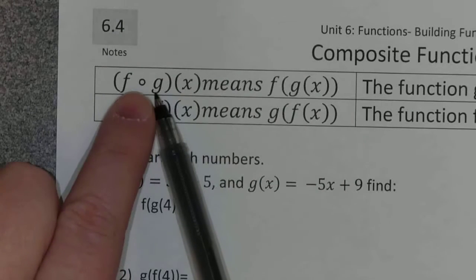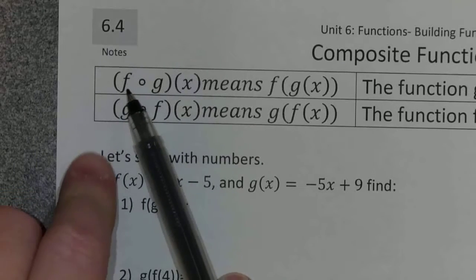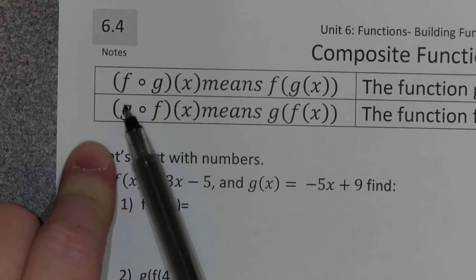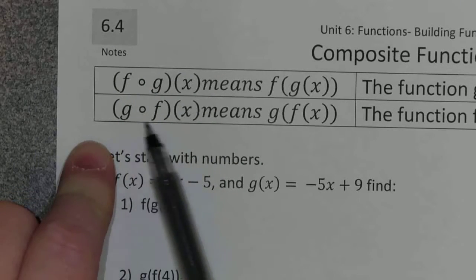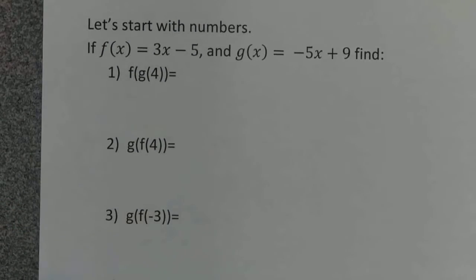Lots of people like to call this f of g. Lots of people like to call this g of f. I don't care if you call it that, but it's really just the composite function of f and g, or the composite function of g and f, okay? So let's start with some numbers and see what happens here.